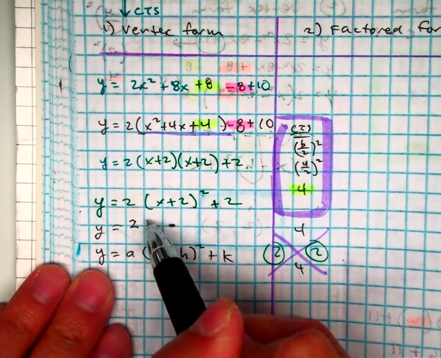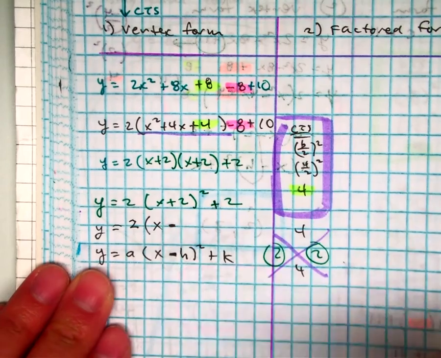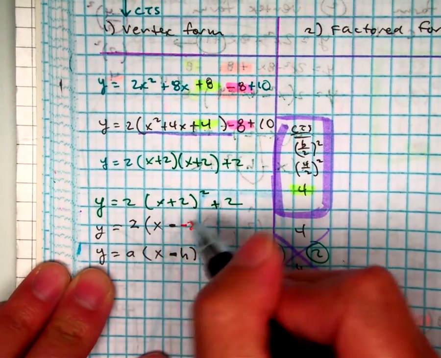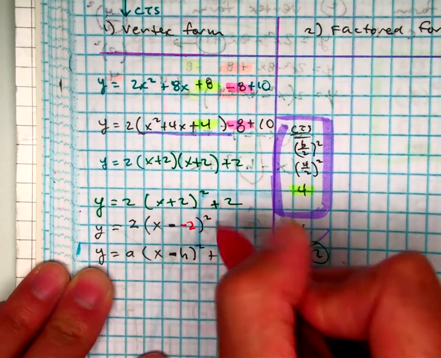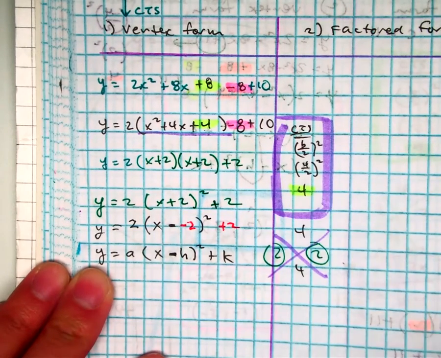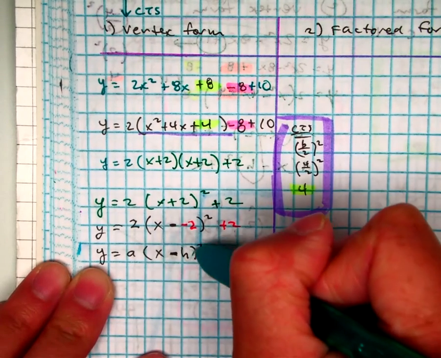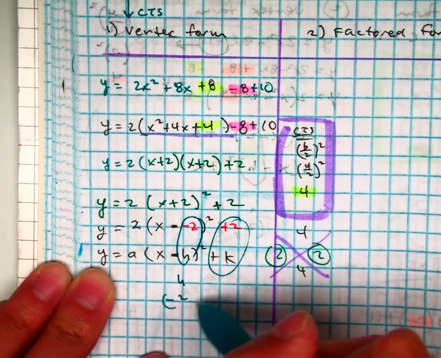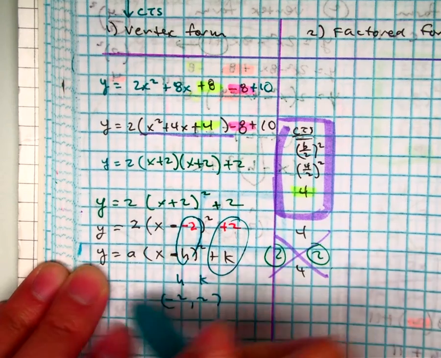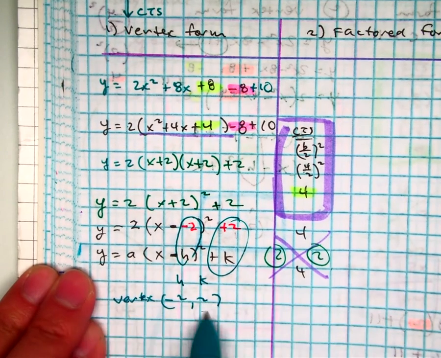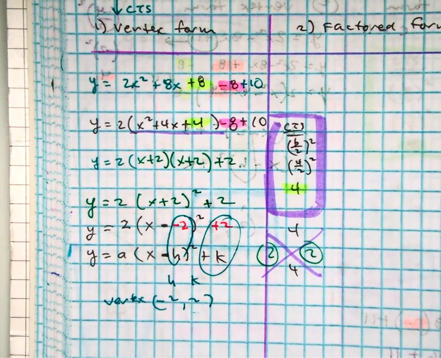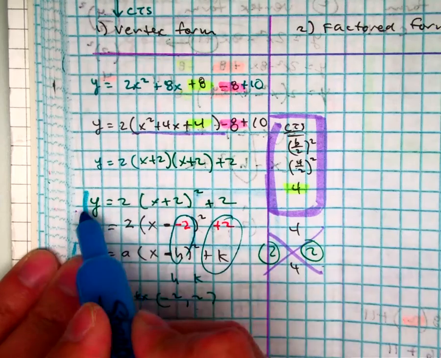2 times x, this becomes a minus 2, squared plus 2. And the reason why I wrote those there in red is that you can identify that the h value is a negative 2, and your k value is a positive 2. So your vertex, if you're graphing it, would be negative 2, 2. Okay? So I think the hard part in this problem, circle our answer, is just completing the square to get it into vertex form.